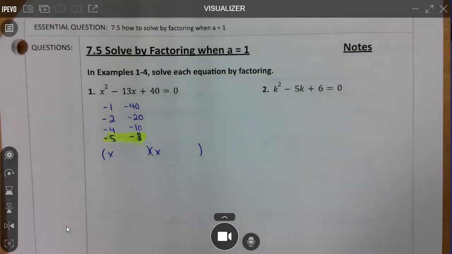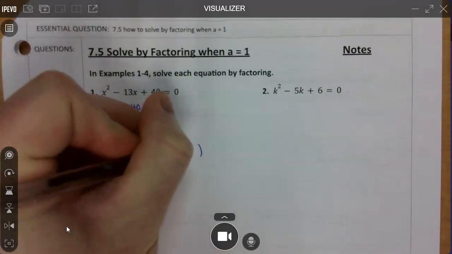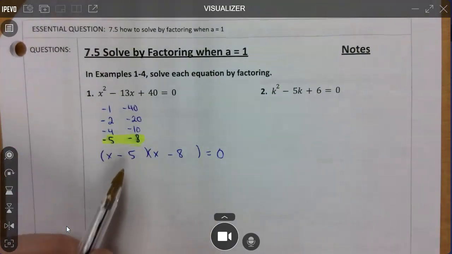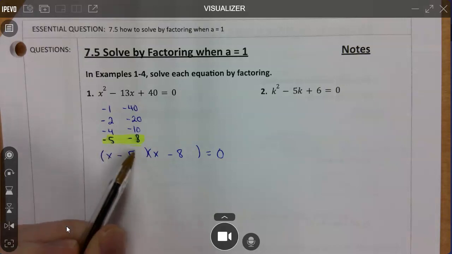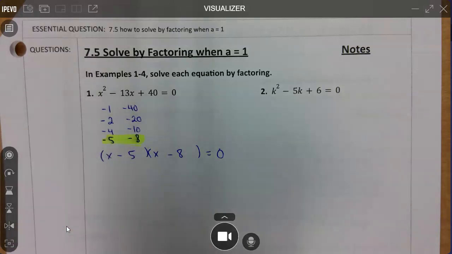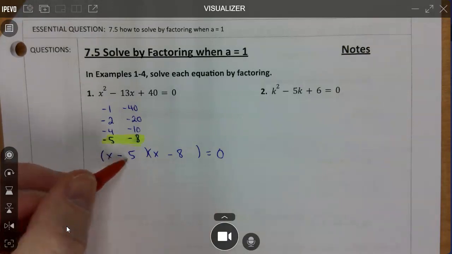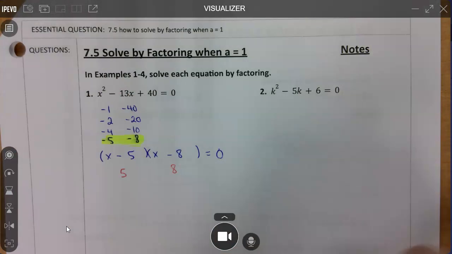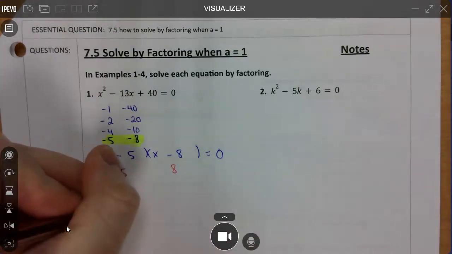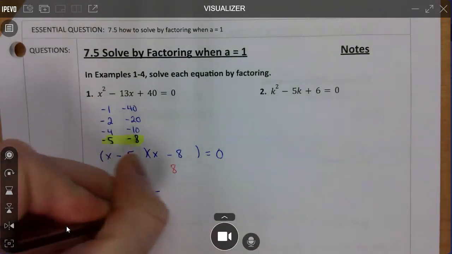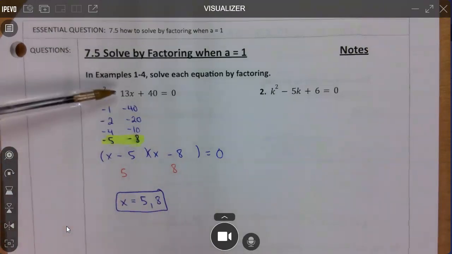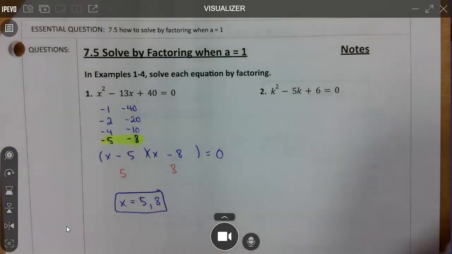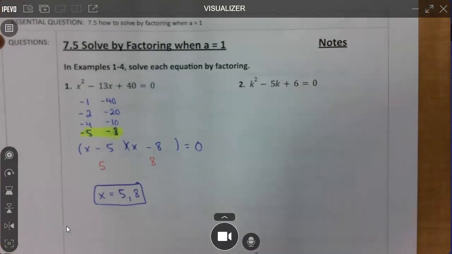So as I fill these in with -5 and -8, remember this whole thing is still set equal to 0. So now we have the additional step of what value of x makes the first factor 0, and what value of x makes the second factor 0. And so what number minus 5 is 0? We get 5. What number minus 8 is 0? We get 8. And so our final answer is going to be x equals 5 and x equals 8. So again, everything's the same as yesterday until we get to here, and now we figure out what are the values of x.